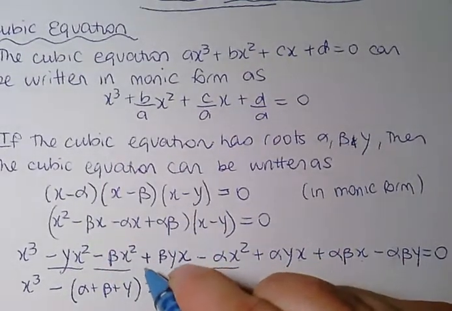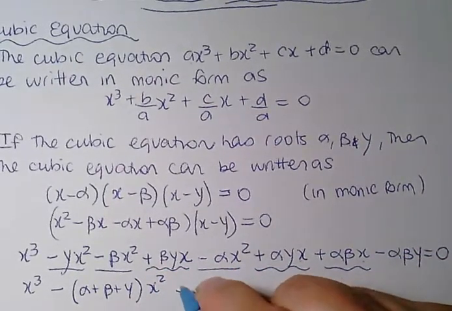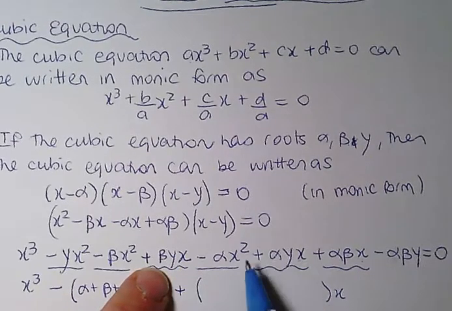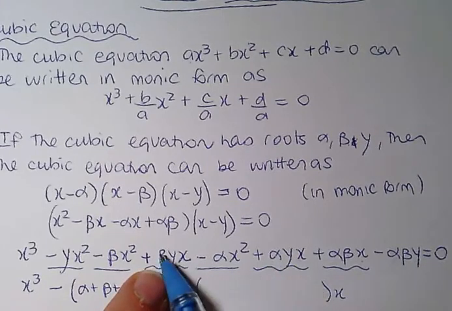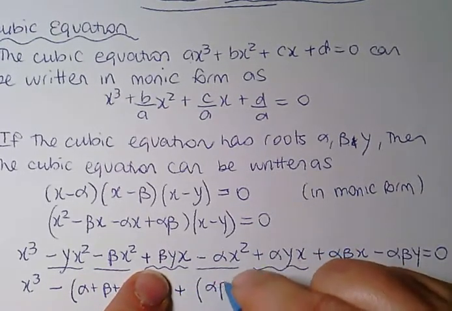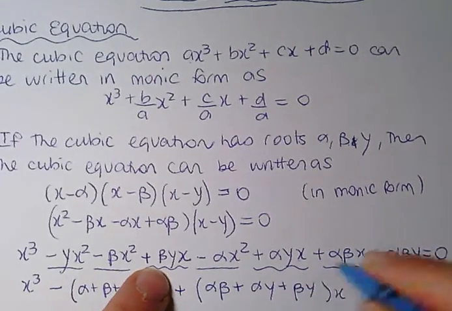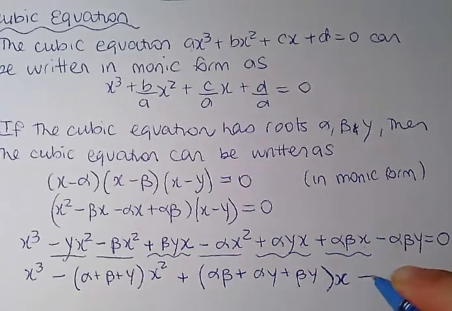Okay, so looking at these 3 x terms, we've got a plus x in common. I'm just going to put that x at the back, okay? But then I'm just going to try and do them in some sort of order. Alpha beta times x, alpha gamma times x, and beta gamma times x. So I've got alpha beta plus alpha gamma plus beta gamma all times x, and then minus, and my constant term here is alpha beta gamma.